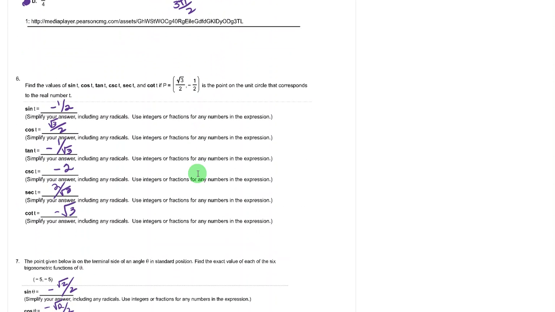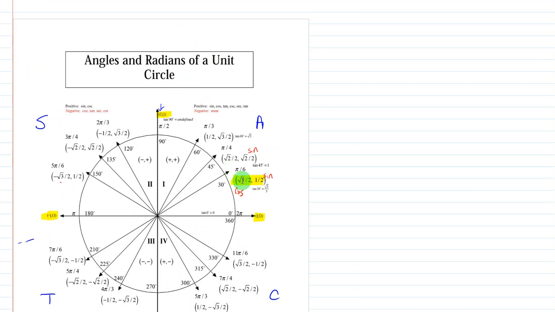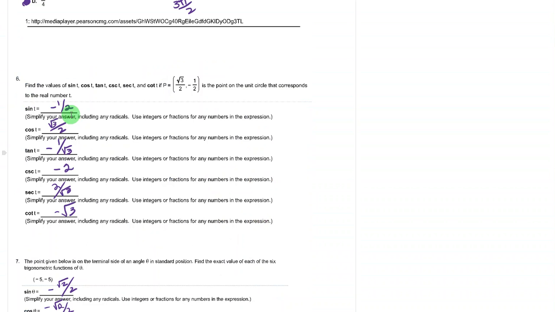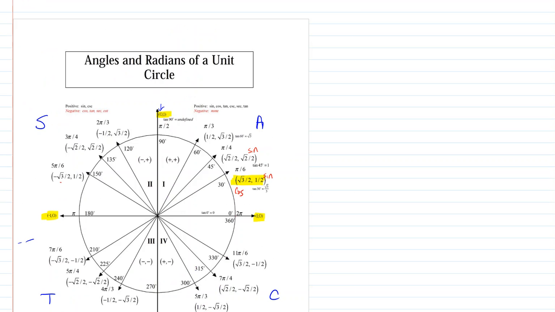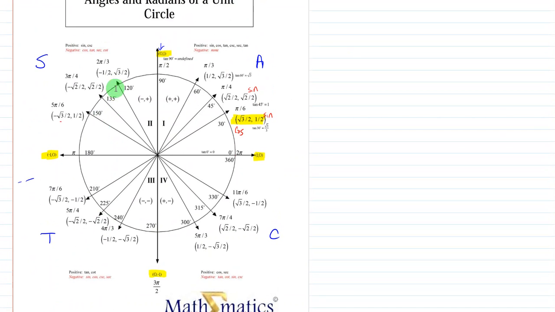So find the values of sine t, cosine t, all of them that relate to square root of 3 over 2, negative 1/2. So if we go back to our unit circle, square root of 3 over 2 and 1/2. So that's a 30-degree angle. And, oh, I didn't see the negative there. Square root of 3 over 2 and a negative 1/2. We are down here.